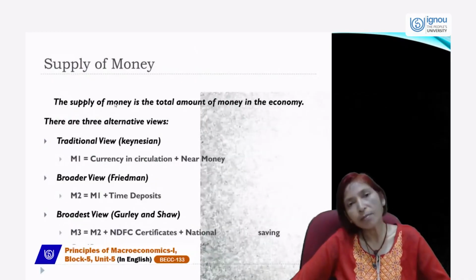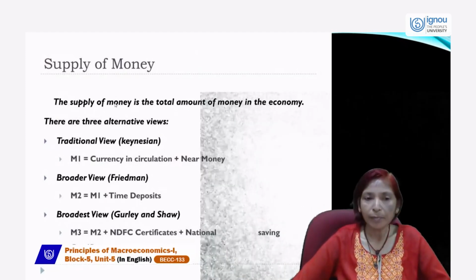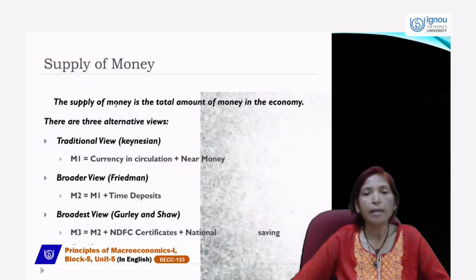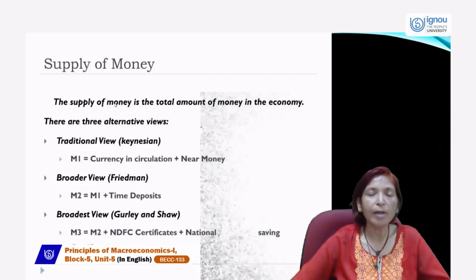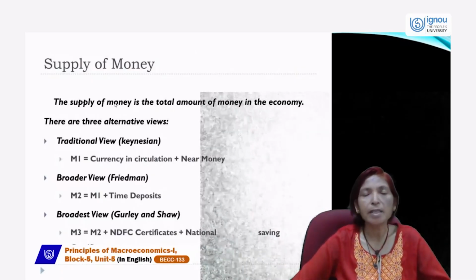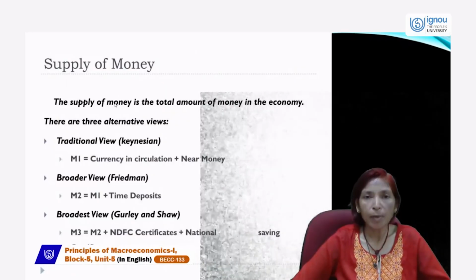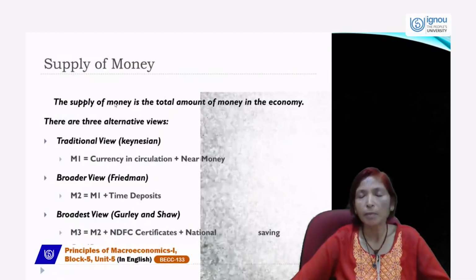In this first measure of money supply, M1, it includes currency plus demand deposits and other deposits. In short form, we can say that M1 includes C, C means currency, plus DD, DD is demand deposit, plus OD, OD is other deposits.